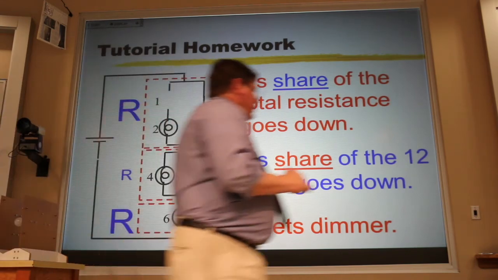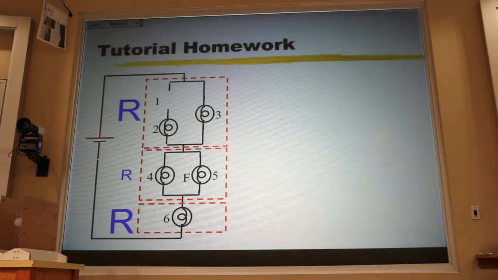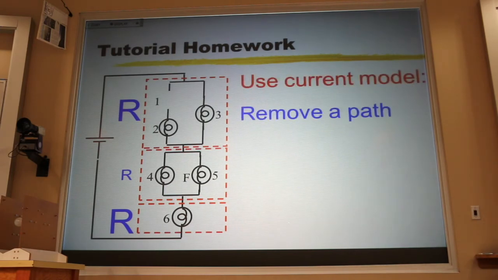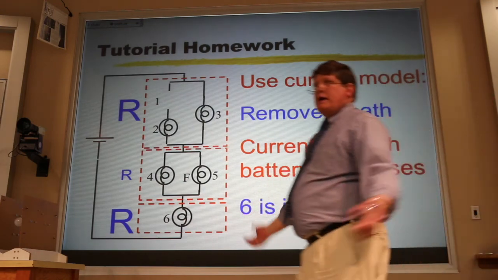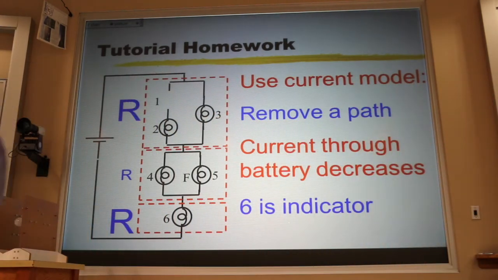Now let's look at the current model. In the current model, I've removed a path, the current through the battery goes down, 6 is an indicator, getting all the current through the battery, 6 gets dimmer. Either model, current model, voltage model, it gets dimmer.